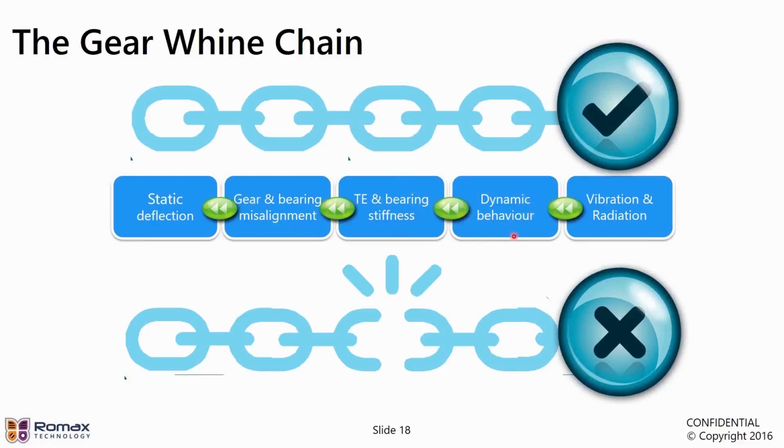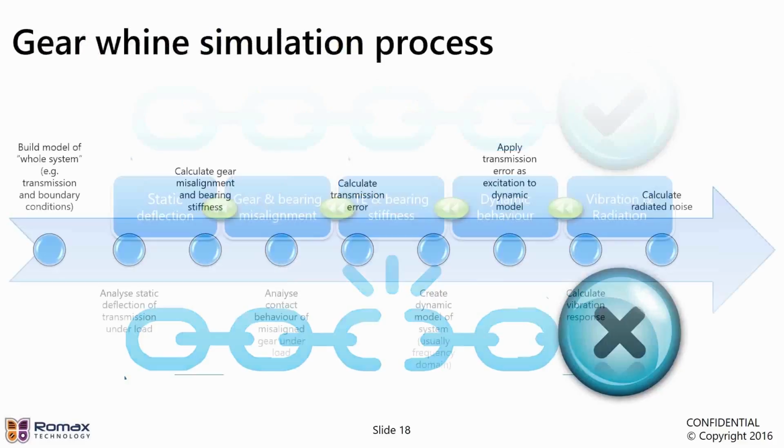And then similarly, we need to be able to simulate the dynamic behavior, obviously, and that depends on the transmission error and the bearing stiffness. And finally, if we want to look at the result, we actually want to look at its vibration and radiation, and those things obviously depend on the dynamic behavior. So unless we include all of these things, the chain is going to be broken and we're not going to be predicting the right thing.